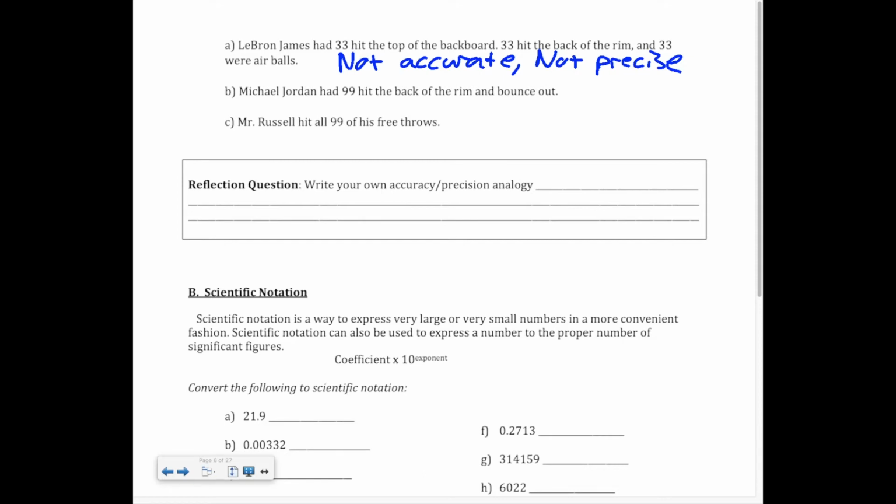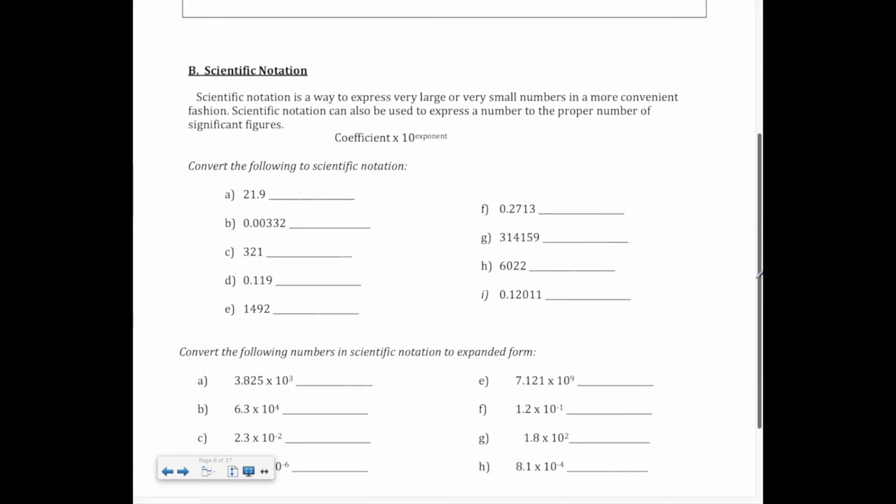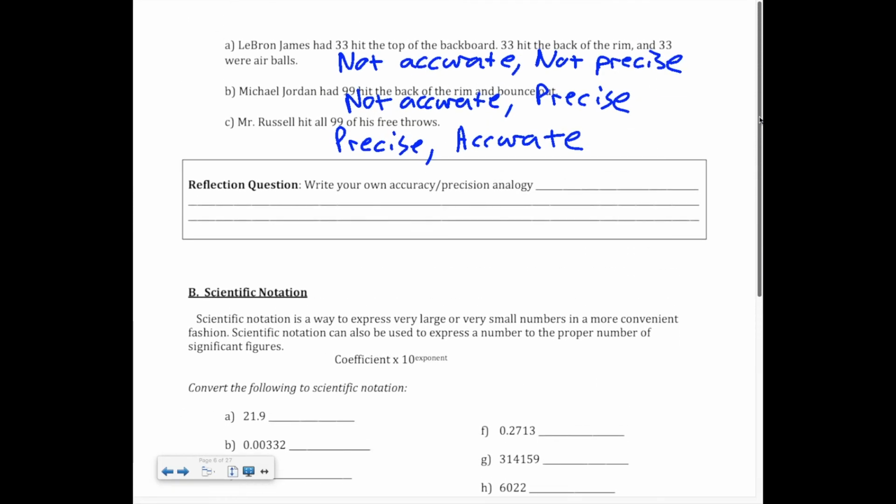Now, Michael Jordan hit some off the back of the rim, so he was not accurate, but very precise. Now, Mr. Russell hits all 9 of his free throws, so Mr. Russell is precise, but also accurate. Okay? That is probably the absolute opposite of what would really happen. So that is it for accuracy and precision.